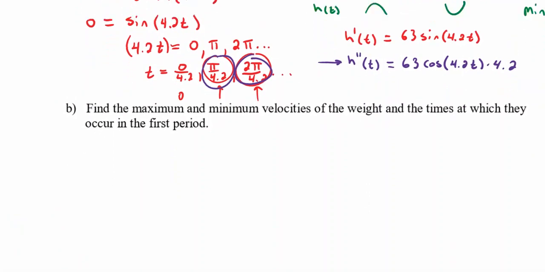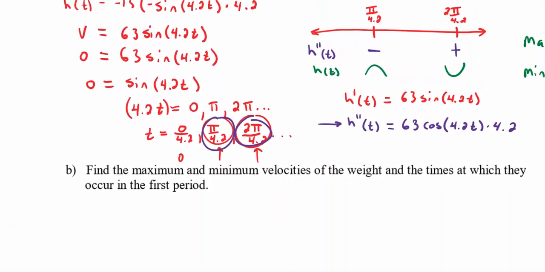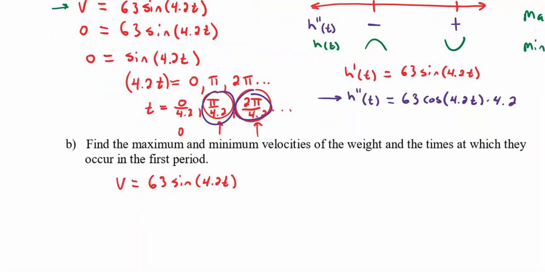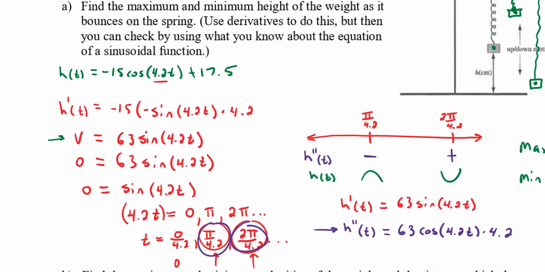All right, maximum, minimum velocities. Maybe you're figuring out where to go here, but just to get my bearings, let's write down the equation I found for velocity, the first derivative. So that was v is equal to 63 sine 4.2t. Now the maximum and the minimum velocities. So where is that going to happen?